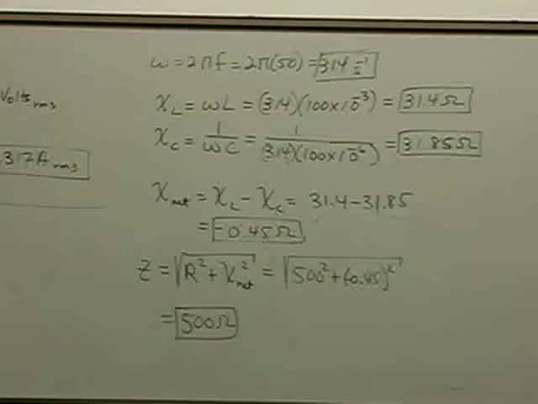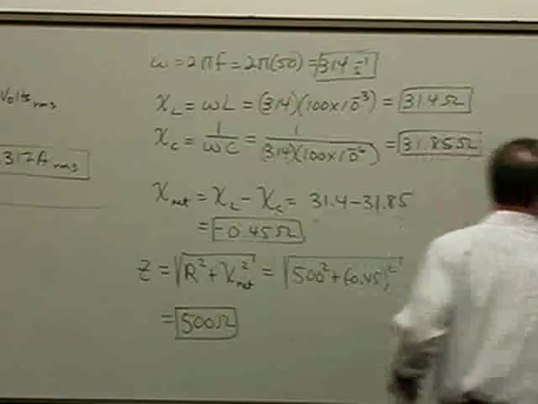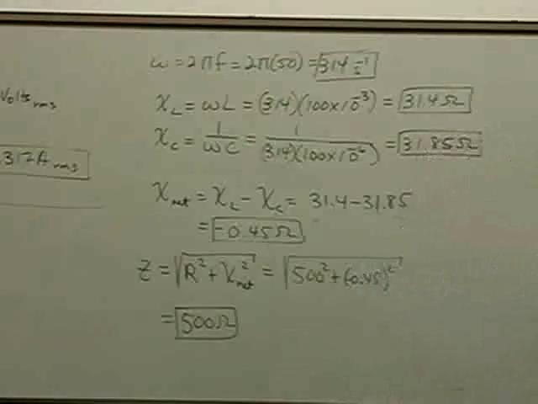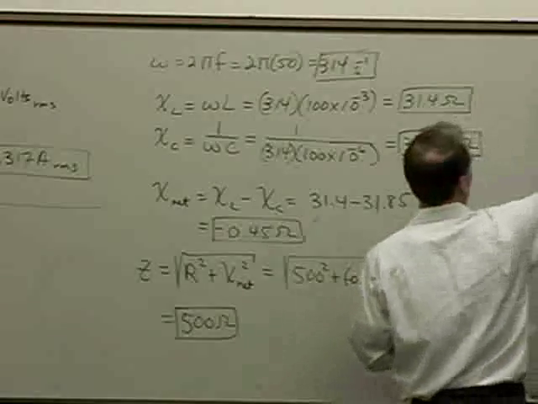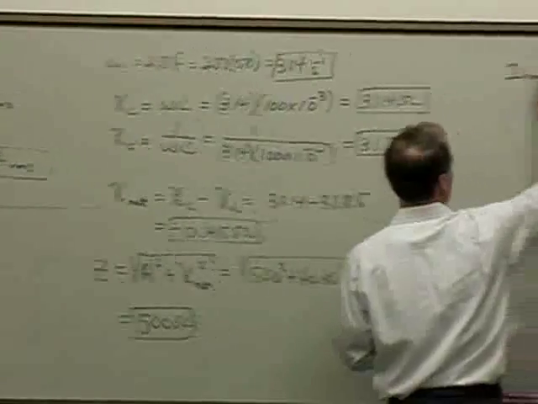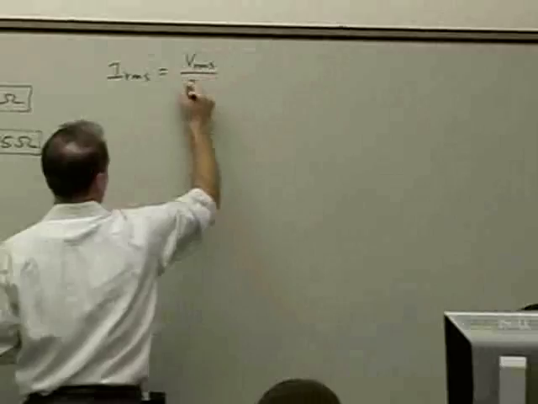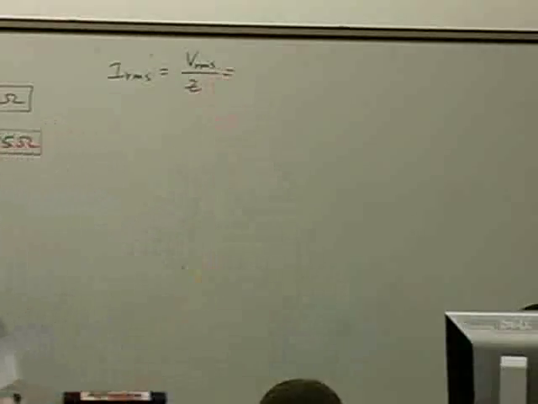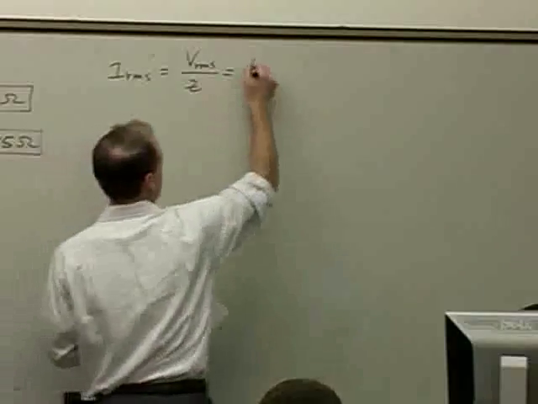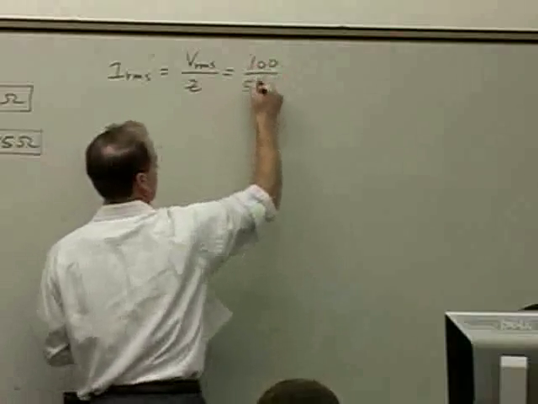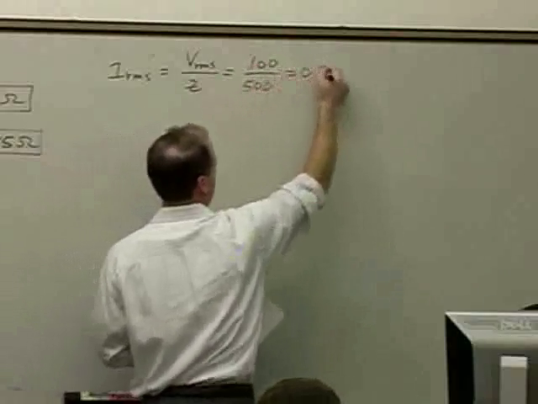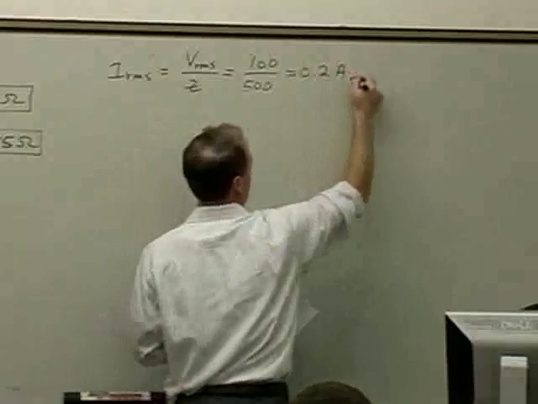We still have to find the RMS current. I RMS is VRMS divided by the impedance. That is going to be 100 volts divided by 500 ohms, or 0.2 amps RMS.